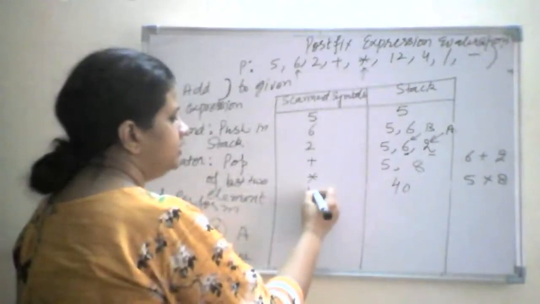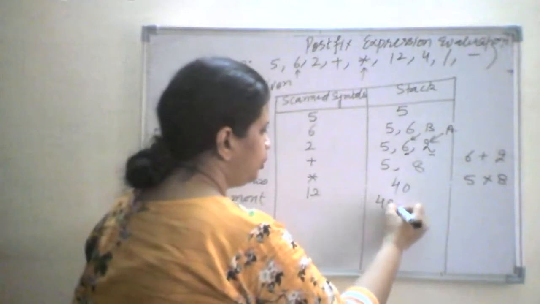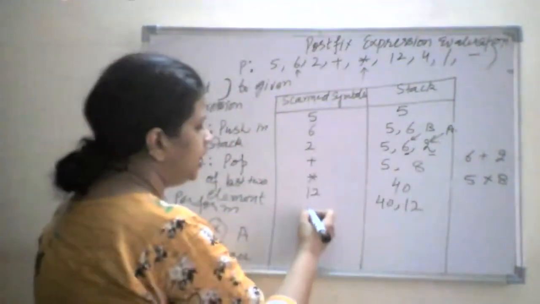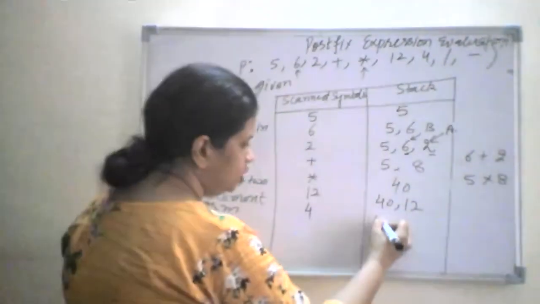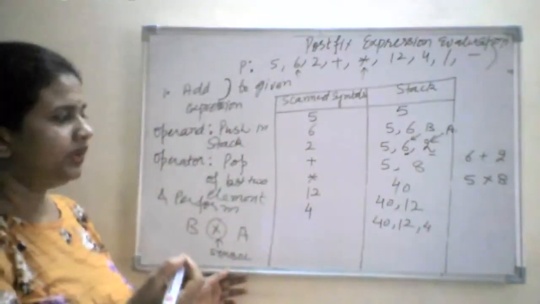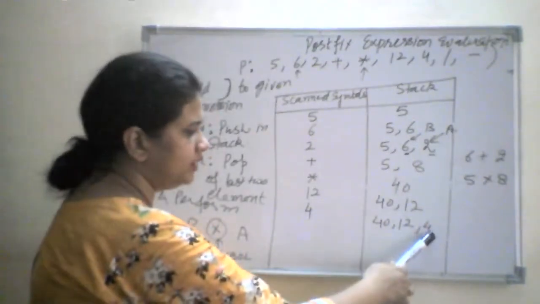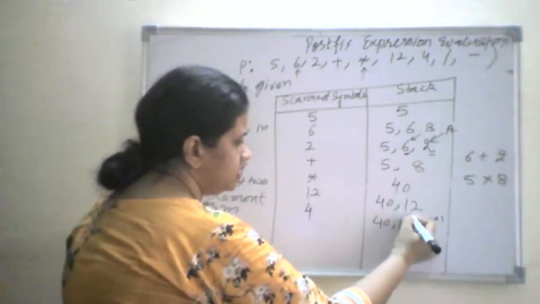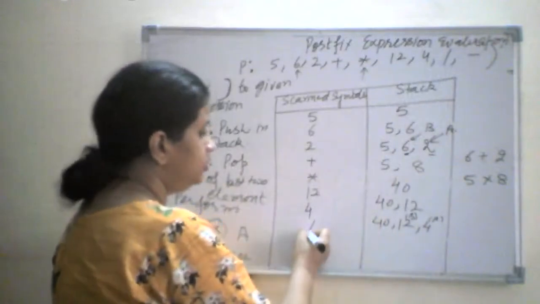After that, the next scanned element is 12. When you scan 12, you will do the push operation. That will make 12 the top element. After that, you will scan 4. 4 is again an operand, so you will again do the push operation. Once you do the push operation, you will now have 3 elements, where 4 is the top element, or you can refer to this as A, and this is B. I am writing it again so that you don't get confused with the things that we are doing.